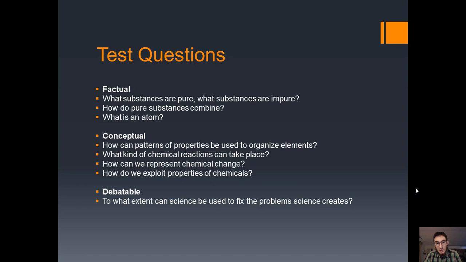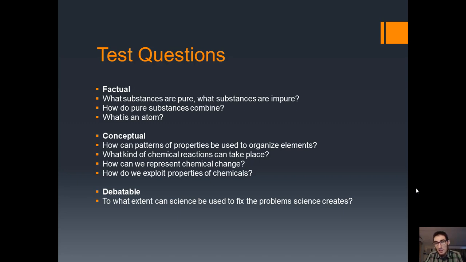Then a debatable question. This one's going to be a pretty interesting one. We're going to talk about it in class and do the same circle that we did last time. And I want you to take from those debates to be able to comprise your own answer. So, to what extent can science be used to fix the problems science creates? When we find innovative solutions to problems, sometimes there are repercussions and we don't understand those yet.